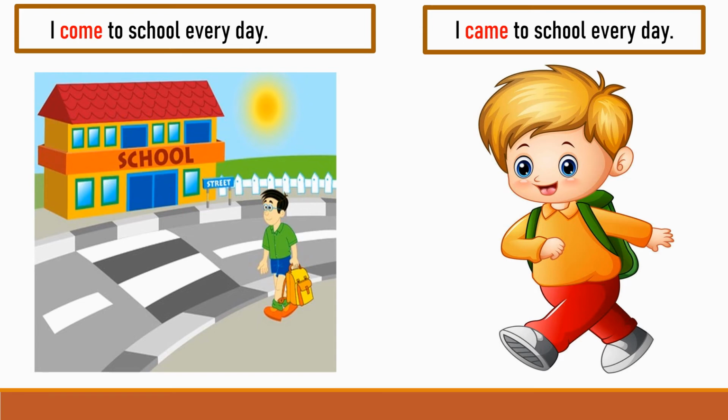So student, here come is a present tense. Now let's see the next sentence. I came to school every day. So student, here came is a past tense and came is which verb? Regular or irregular, student? Tell me. Yes, correct. So came is an irregular verb. Why?